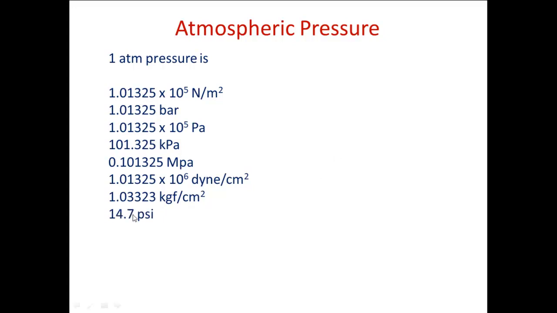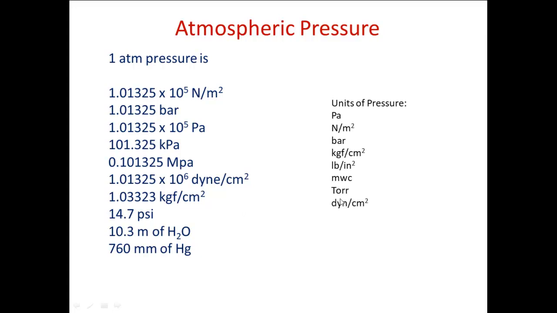In terms of pounds per square inch, atmospheric pressure value is 14.7. In terms of meters of water column, atmospheric pressure value is 10.3 meters. And atmospheric pressure value is equal to 760 mm of mercury. Mm of mercury is also called torr. So these are the units of pressure. In SI units, we express pressure in terms of Pascal. We can also express pressure in terms of Newton per meter square, or bar, or kg per centimeter square, or pounds per square inch, or meters of water column, or torr, or dyne per centimeter square.